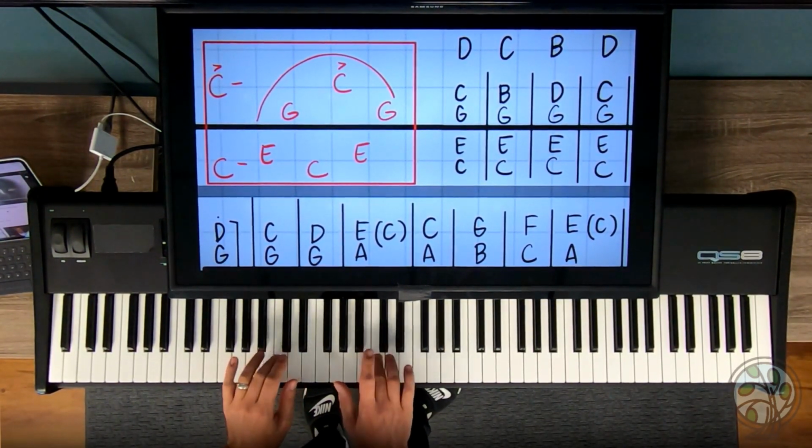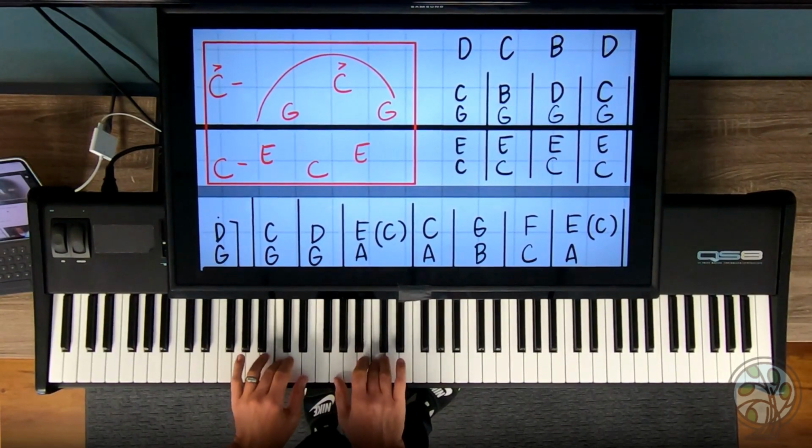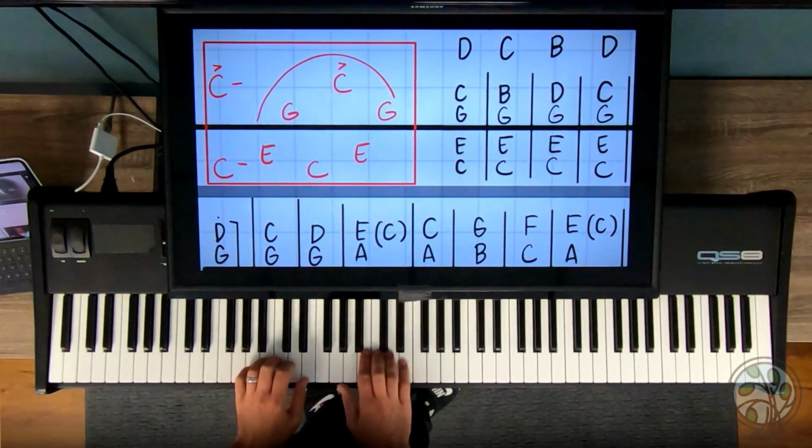Now we go a little faster. Starting to hear it? There it is. Dum, bum. You have the pattern. The speed will come on its own. You have to give it time to get faster.